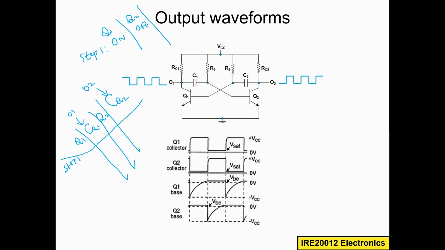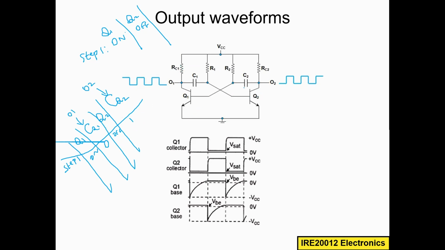So at step 1, we assume Q1 is on and Q2 is off. Because Q1 is on, whatever voltage comes from the VCC goes to the ground. So here the voltage is 0. The output 1 is 0. And here Q2 is off because it is open circuited. The voltage will accumulate from this VCC to this node, so here it will be logic high. So that is 1.